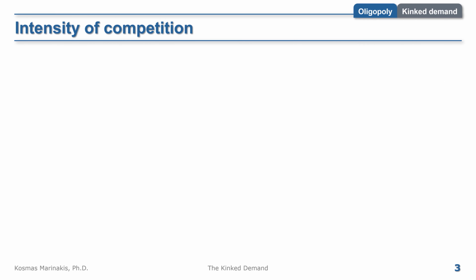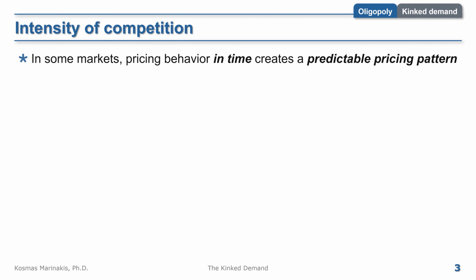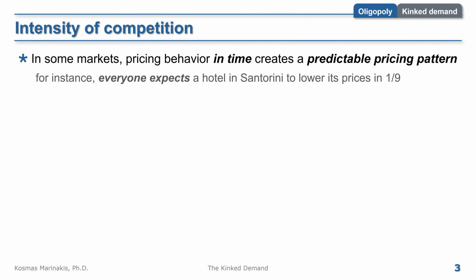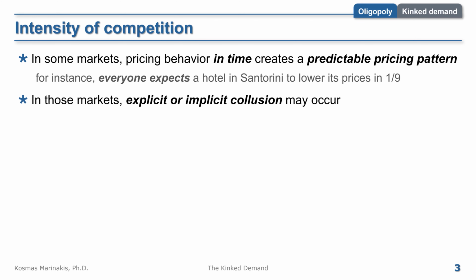Okay, but how is this relevant to economics? In most markets, it's not, because they follow totally normal and predictable patterns. For instance, everyone expects a hotel in Santorini to lower its prices on September 1st. Everybody understands that they do it because September is not a vacation month, the weather in Greece may not be quite summery at that time, and demand for rooms decreases, so prices ought to be lower. In such markets, collusion is very easy to occur because everyone knows what to expect.